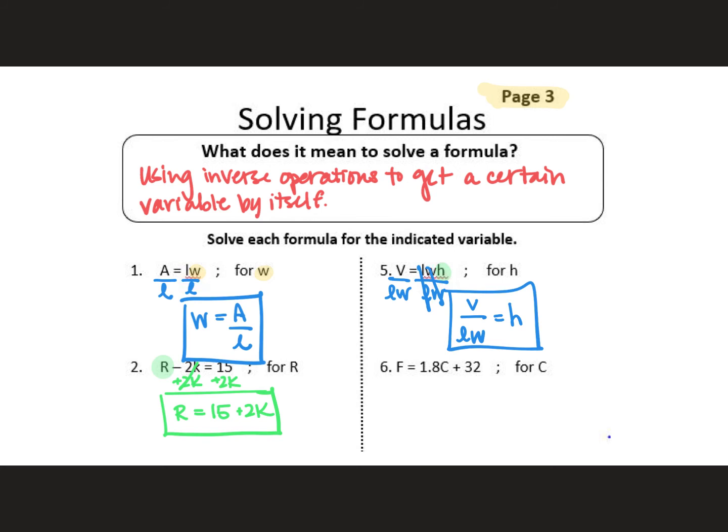For 6, we're solving for C. So first thing I need to do is get that 1.8C to be the only term on that side. So the 32 has to go first. So then I'll have F minus 32 equals 1.8 times C. Then I can divide by 1.8. So now the C is all by itself. So this would just be F minus 32 all over 1.8 equals C.